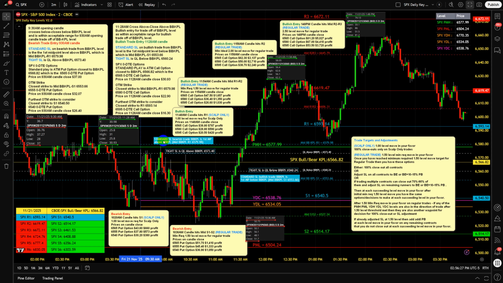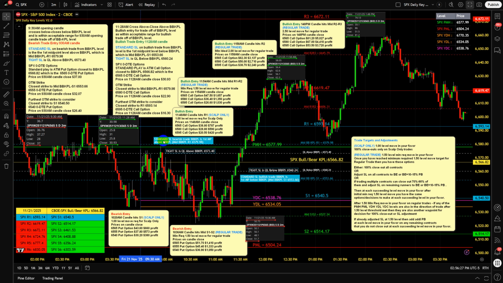The standard stop loss is the preferred stop loss to use on any trade from any level. The tight stop losses are there for people that prefer using tight stop losses. Of course, with a tight stop loss, you're going to have less at risk. However, you are going to get stopped out more often using tight stop losses.